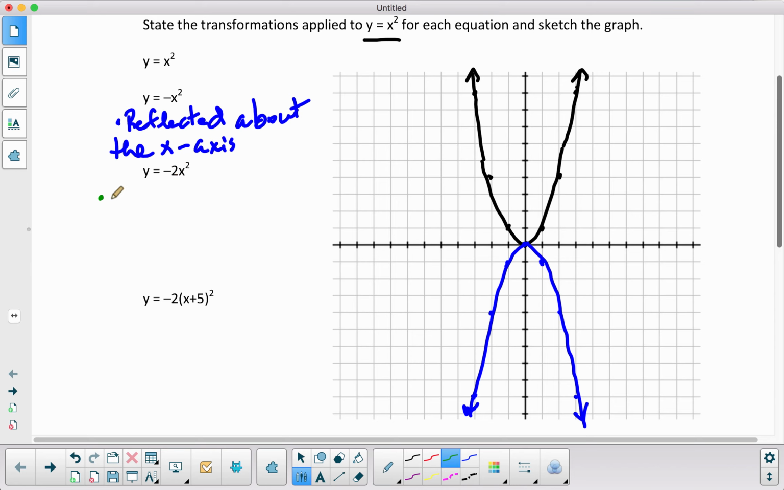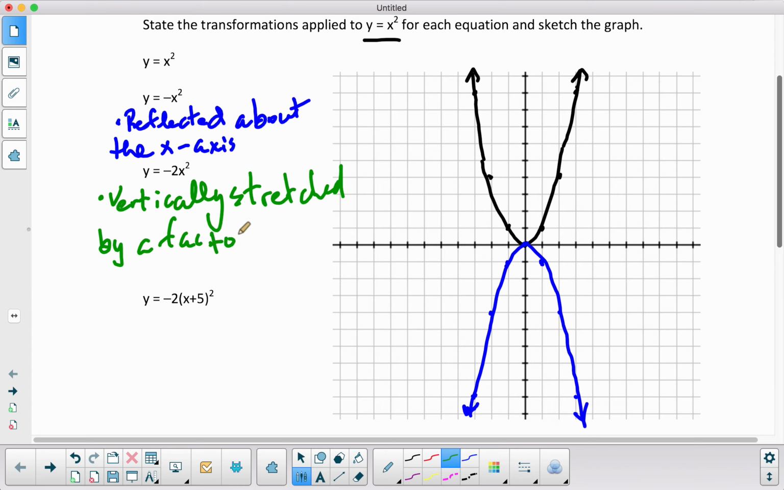So we say that the parabola is vertically stretched. And we can actually be more specific. How much is it stretched? Well, it's stretched by a factor of 2. So that means that we're going to take the blue parabola and stretch it by a factor of 2.